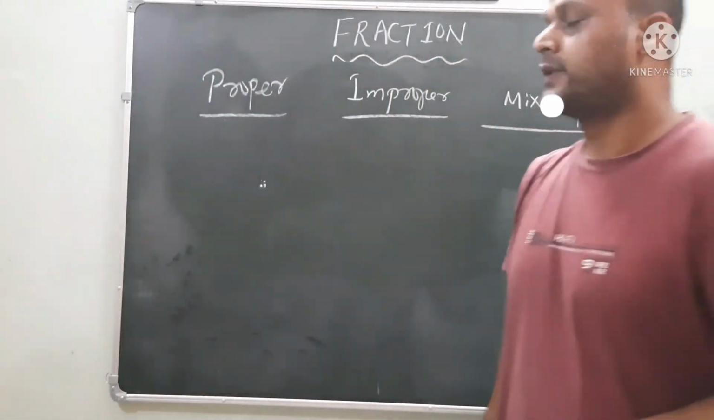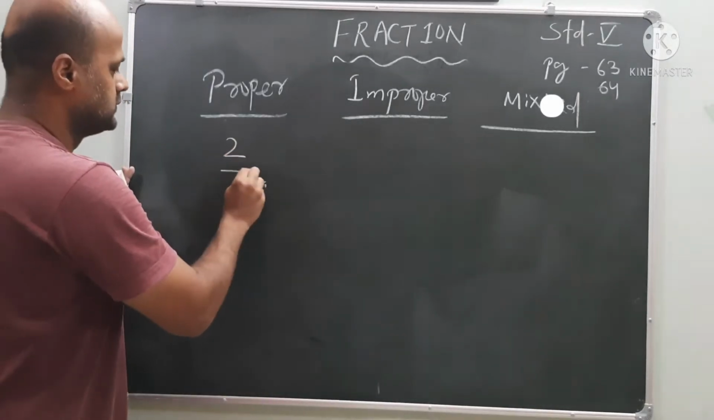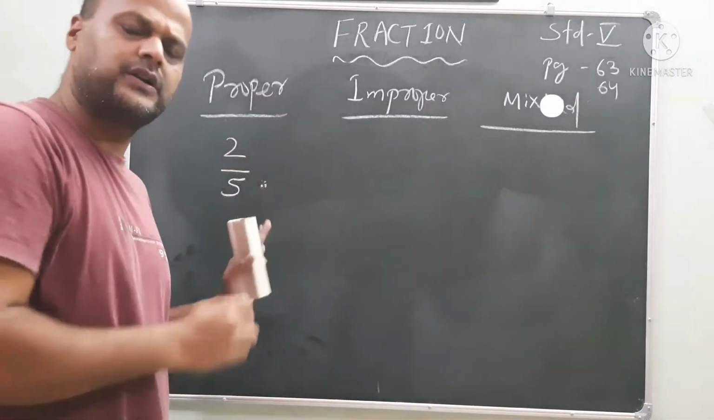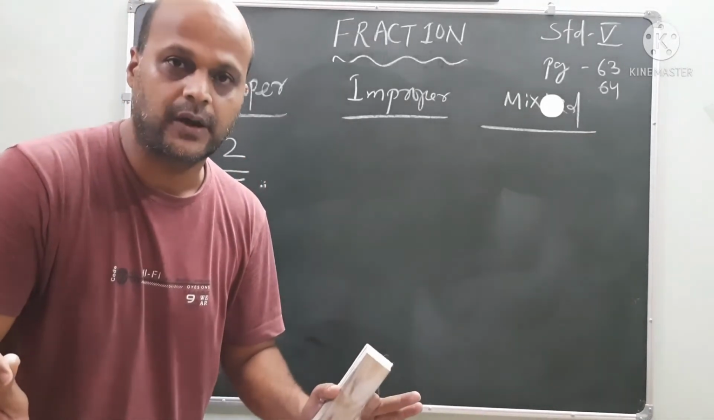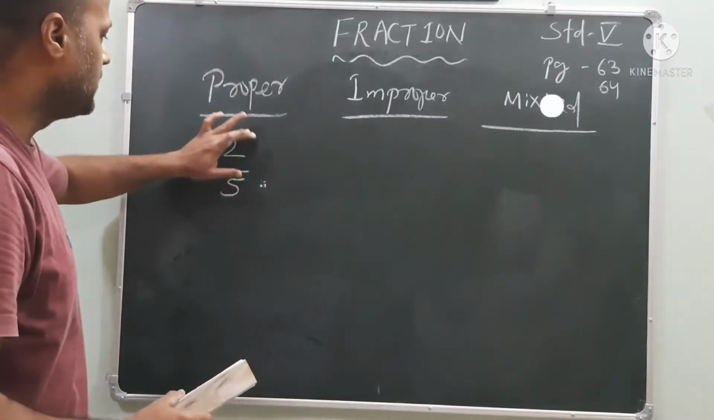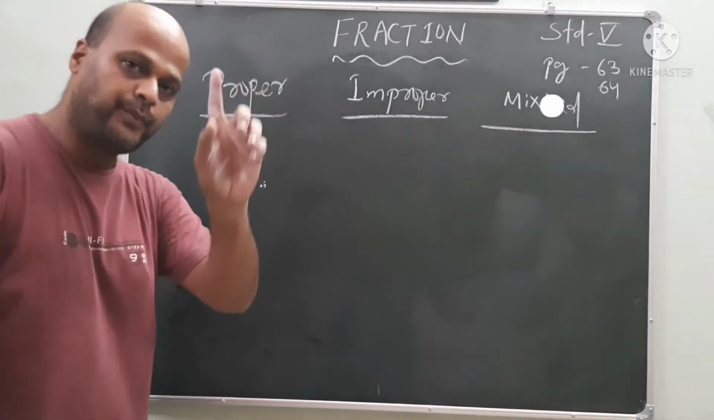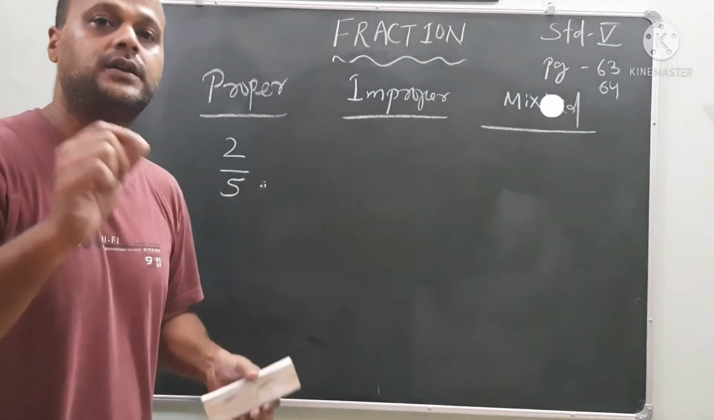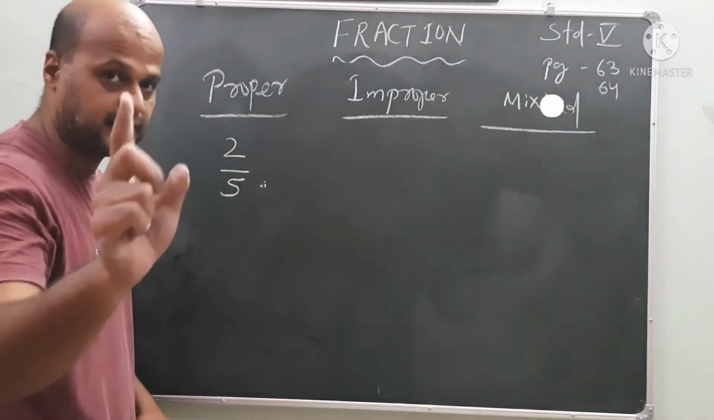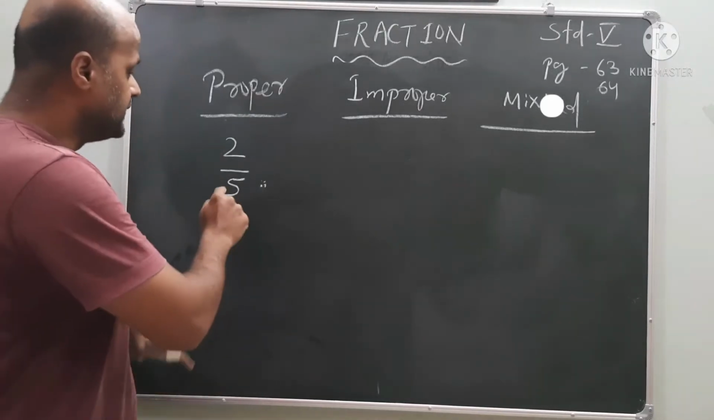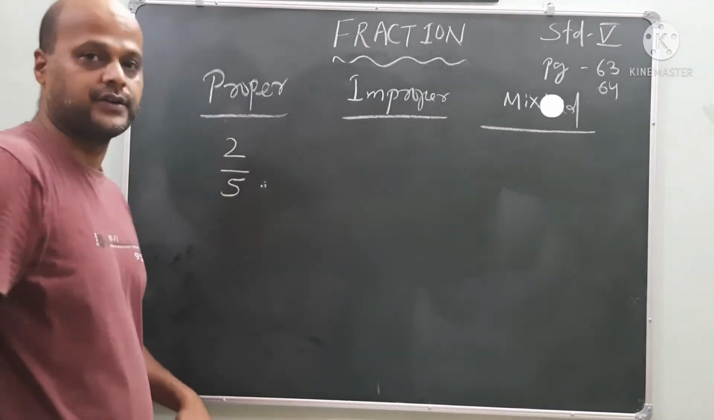Okay, so one by one. First one is called proper fraction. I am writing here 2/5. But if I write anything, it will not be a proper fraction. What is the definition of the proper fraction? In a fraction, we know one numerator is there, one denominator is there. So remember, when the numerator is less than the denominator, then that fraction is called proper fraction.